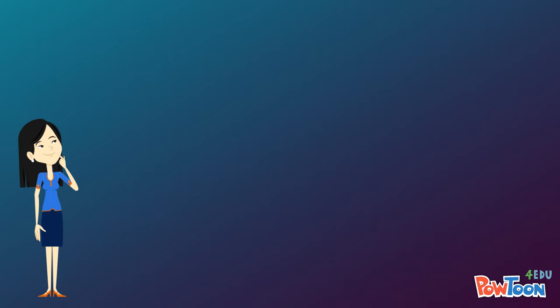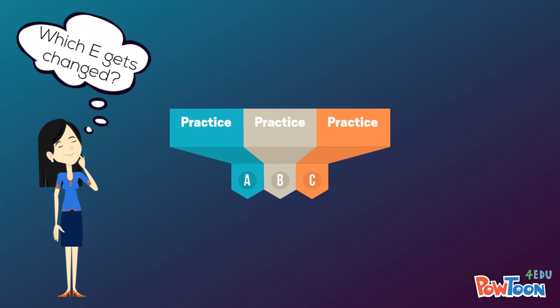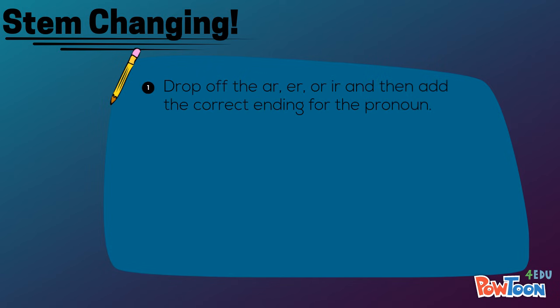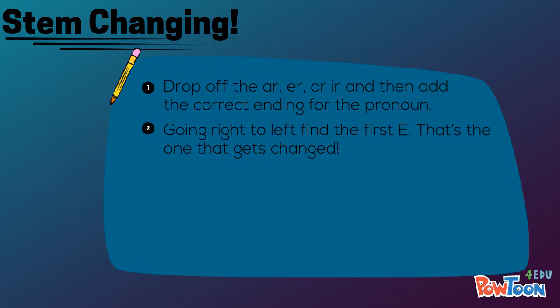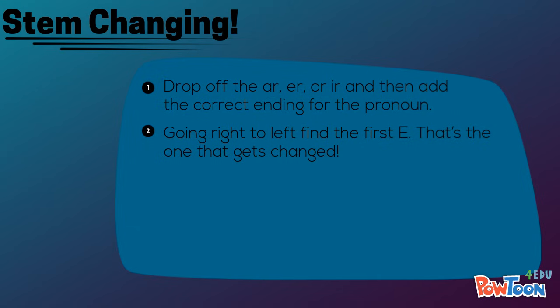So how will you know which E to change to the IE? Well, the best answer is to practice, of course, but as beginning Spanish learners, these steps can help you. Step 1, drop off the ending, the AR, the ER, or the IR. Step 2, now going from right to left, find the first E, and that's the one that would get changed. An alternate way is to hear where the stress is when the word is pronounced, and that is the letter that's changed. Don't worry if you can't do that yet, but keep practicing, and it'll happen.